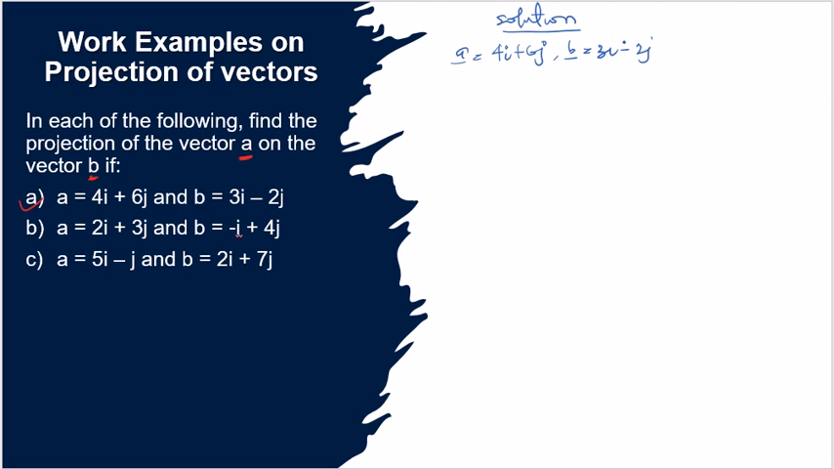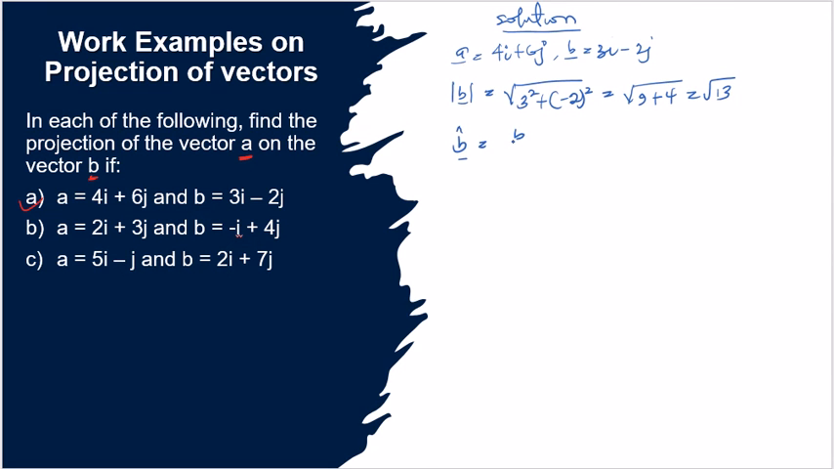The first thing to do is to find the modulus of vector B, so that we can obtain its unit vector, because it is the projection of vector A on vector B. The modulus of this gives us 9 plus 4, so you get root 13. Good. So let's obtain the unit vector of B.